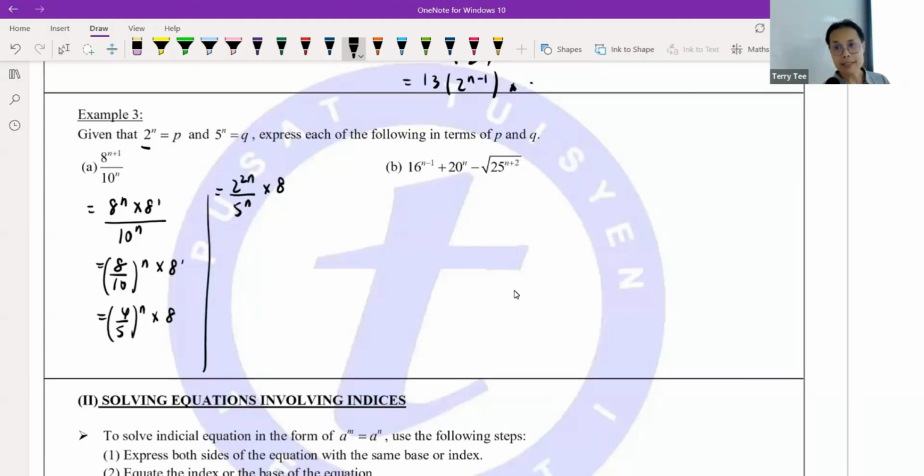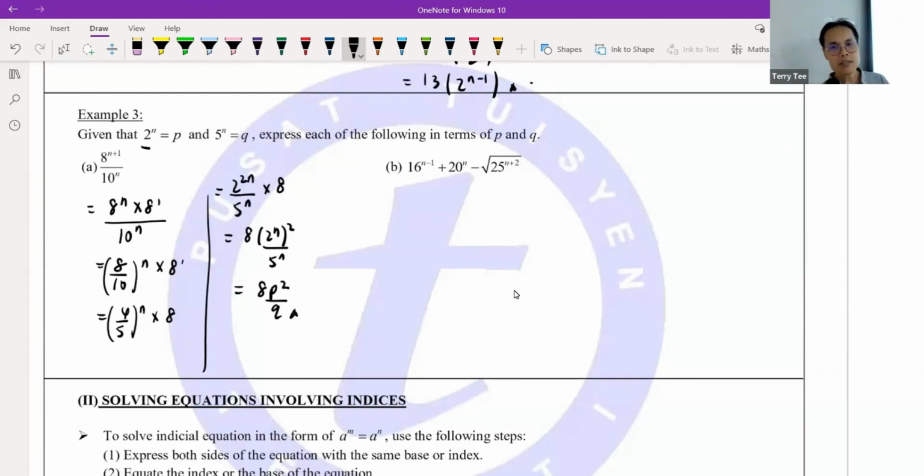We know 2 power n is p. So maybe I rearrange. I put the 8 in front, and then I put the 2 power n squared at the back, divided by 5 power n. So this is 8p squared over q.